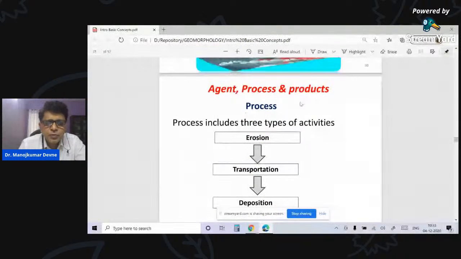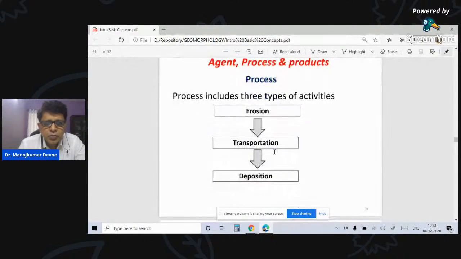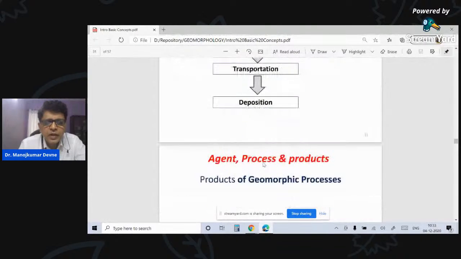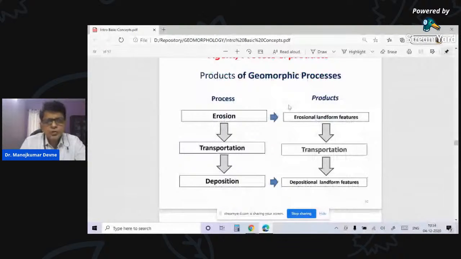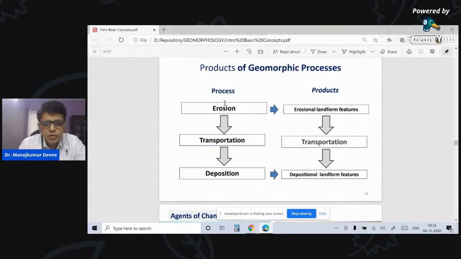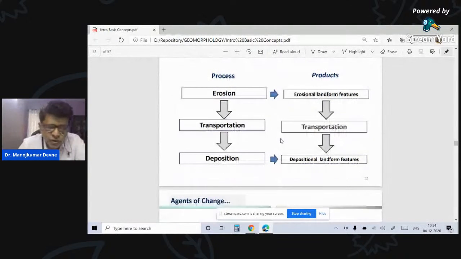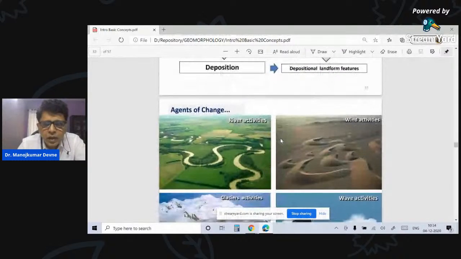Agents, processes and products. The process will lead to erosion, after which transportation, and that will eventually lead to deposition. Products of geomorphic processes: erosion will lead to erosional landforms. Transportation actually will lead to landforms which you can't call transportational landforms as such. You either classify them as, once the material is transported, what it leaves behind is called an erosional landform, and where it is transported and deposited is called a depositional land feature as such. We have seen this earlier, if you remember.